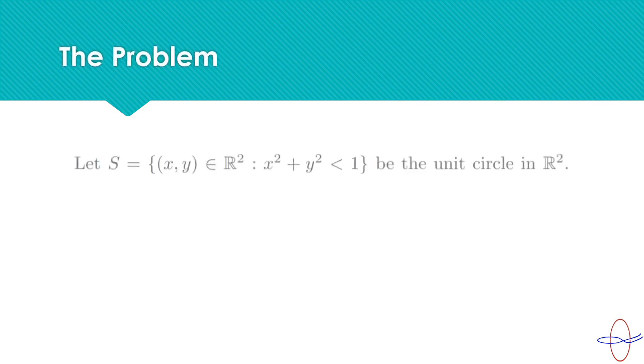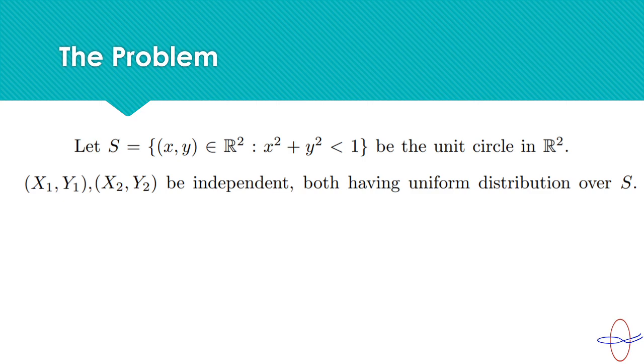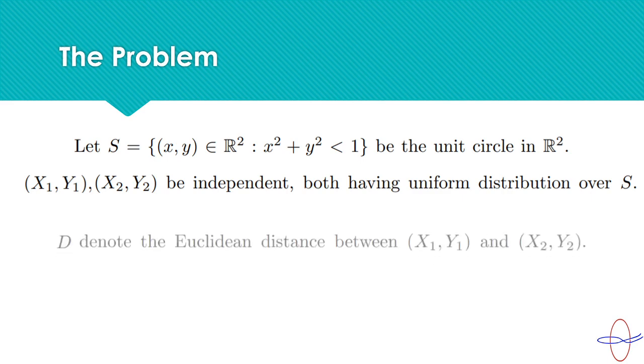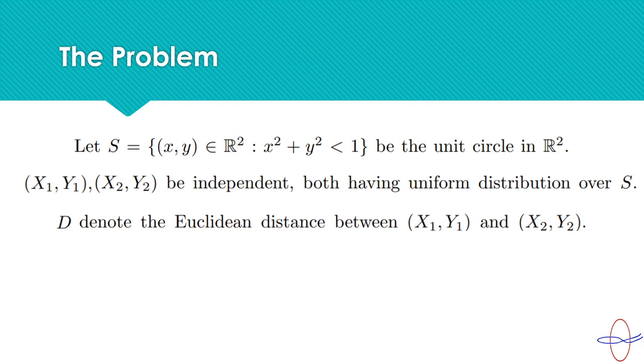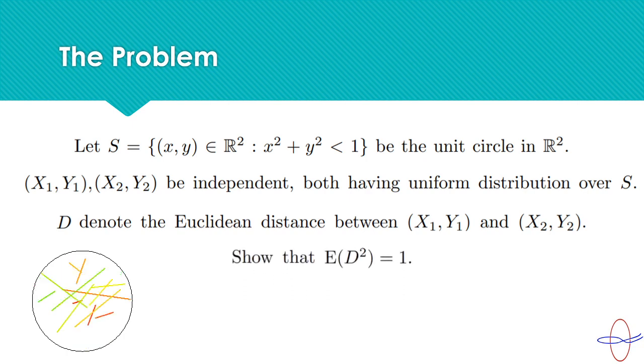So what does the problem say? You have a disk, the unit disk in R2, and you have 2 points which are randomly selected from this unit disk, uniformly selected, obviously. And we denote d as the Euclidean distance between these 2 points, like this. We are selecting, it's nice, the GIF. And what we have to show is that the expectation of the distance square equals 1. Now you may think, why d square, why not d? That's a question that I will attack towards the end of the presentation.